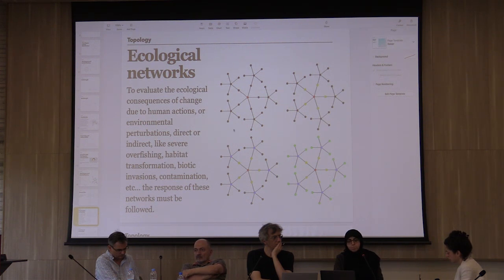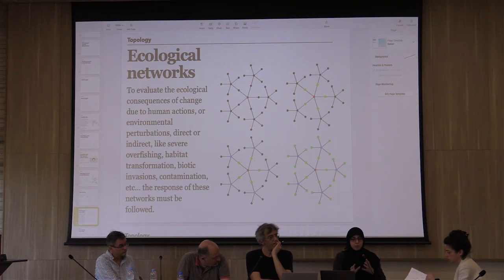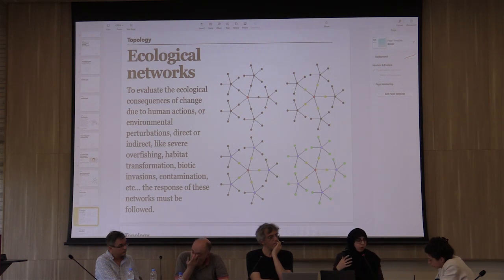So obviously, the more central the node is, the more the damage incurred on the network. And so if you want to say something about, let's say, the consequence of some human action or environmental action, it's not enough to just say that there's a removal, but you also need to see what it is connected to measure its effect and how it percolates over the network. Let's say you have severe overfishing or habitat transformation, an invasion or contamination. So the response of these networks must be followed. So you identify the node, and then you just, let's say, kill it off the network and see what happens to the structure as a whole.